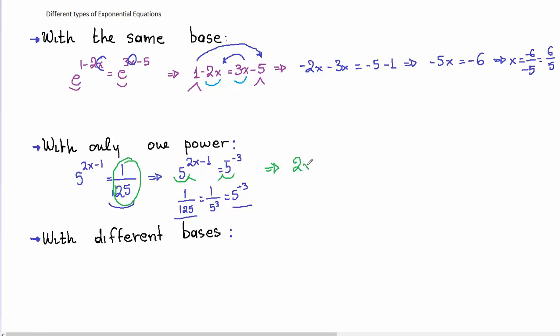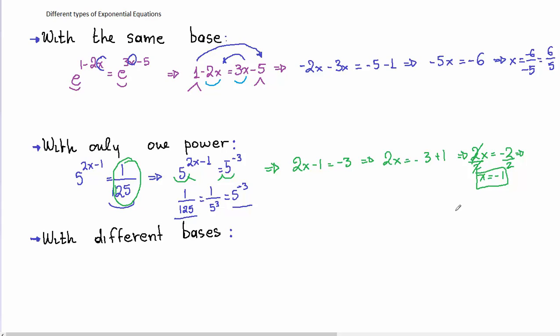And I have 2x minus 1 equals negative 3. And this tells me that 2x is equal to negative 3 plus 1. And this means that 2x is equal to negative 2. So x is equal to negative 1. How do I do that? Okay, I divide both sides by 2. And I simplify right here the 2 with the 2. And what I have is x equals negative 1. And that's my solution.